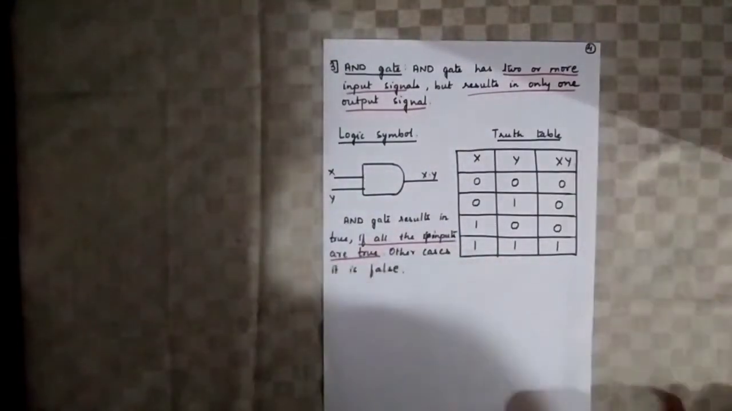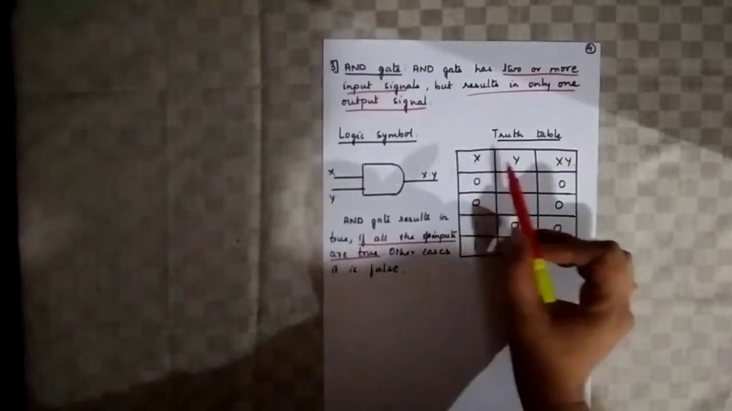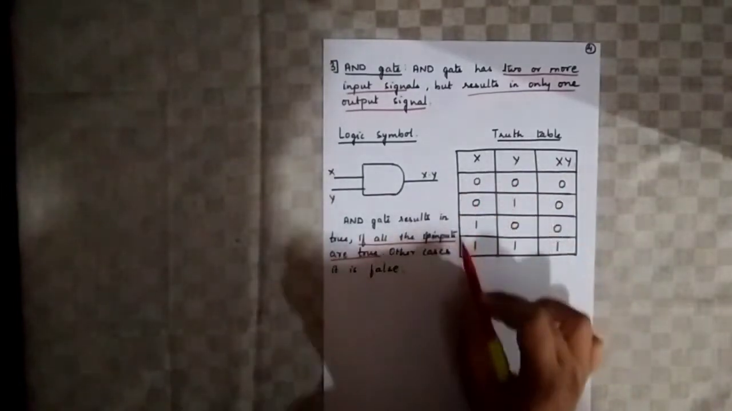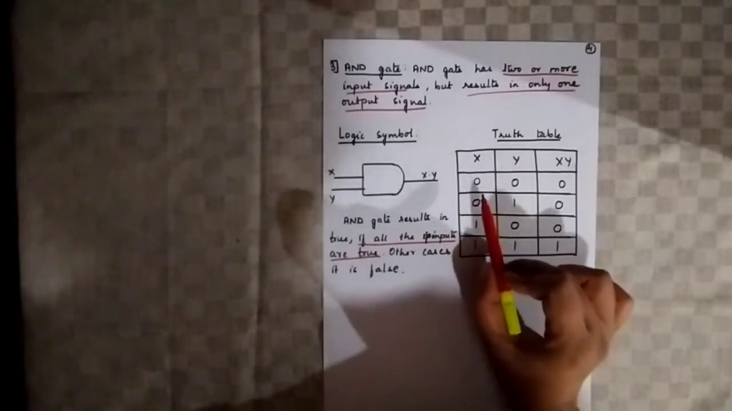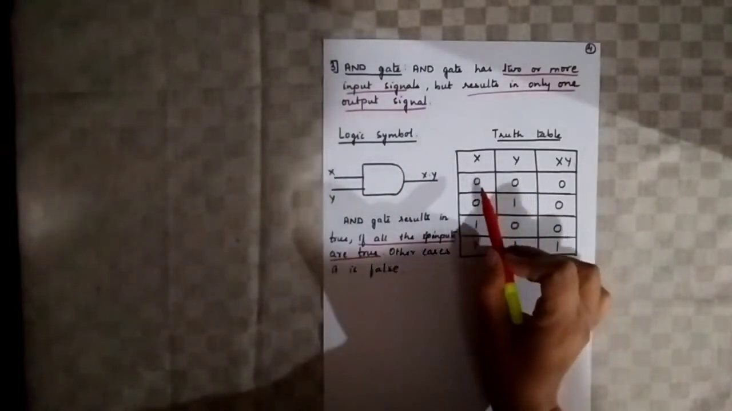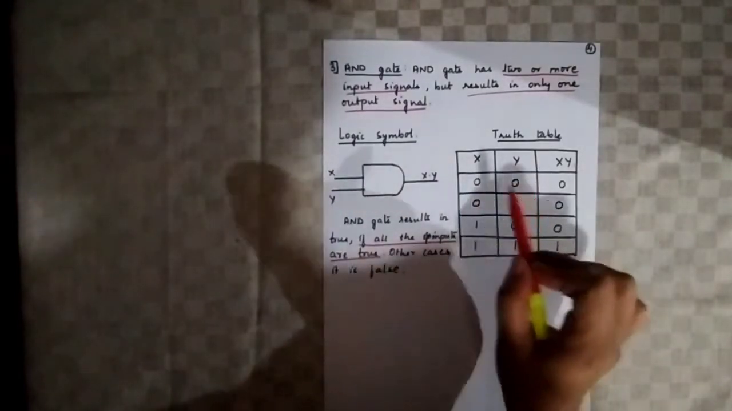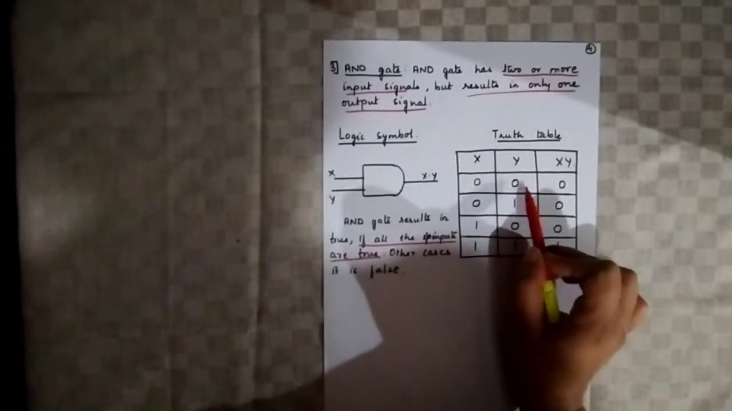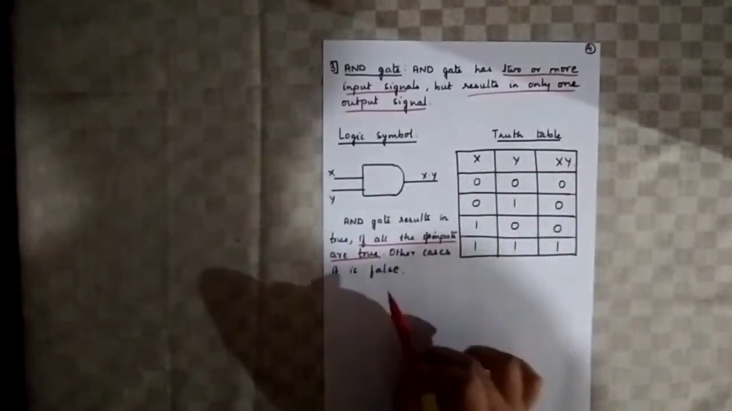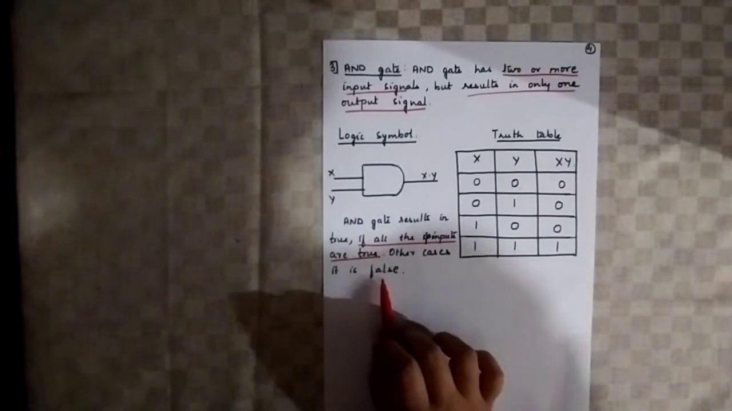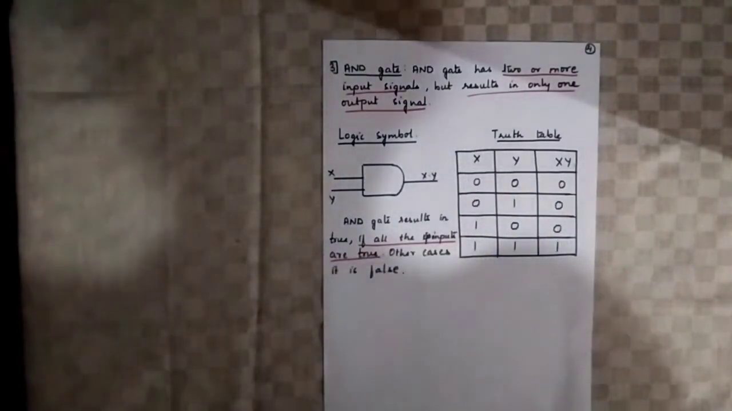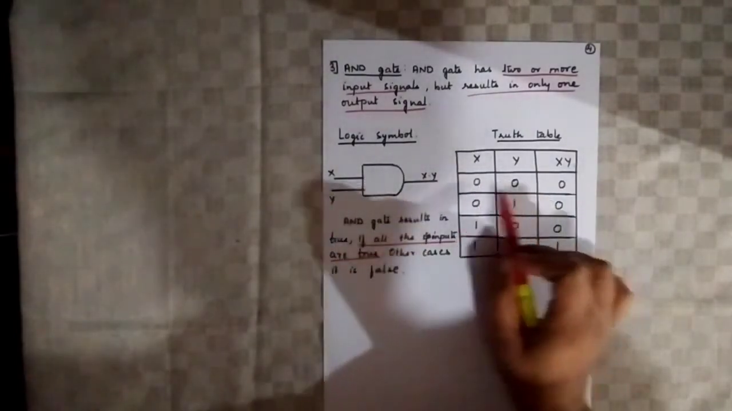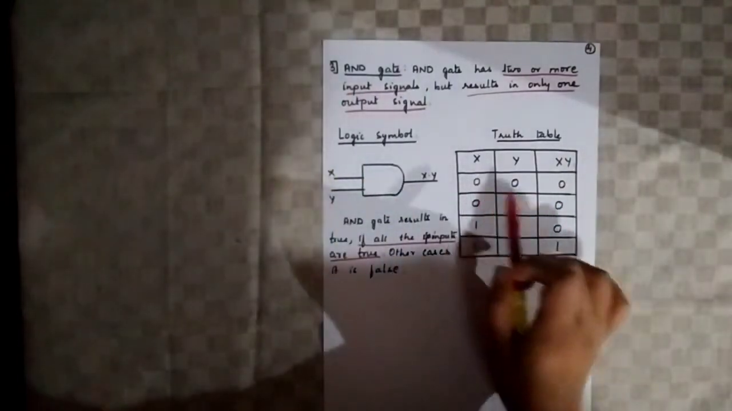Coming to the truth table for the AND gate. Here we have taken two logical variables, that's why we get the 4 combinations of input values. Coming to the first combination, it says 0 and 0. It is going to result in 0. Why? Because the AND gate is going to give you the value 1, that is true, if you are providing all the inputs as true. Here none of the inputs is true, so the result is false.